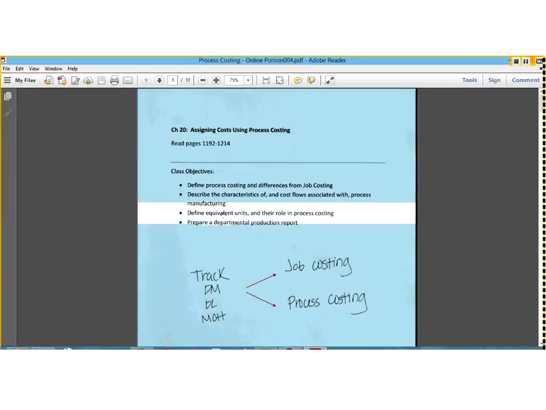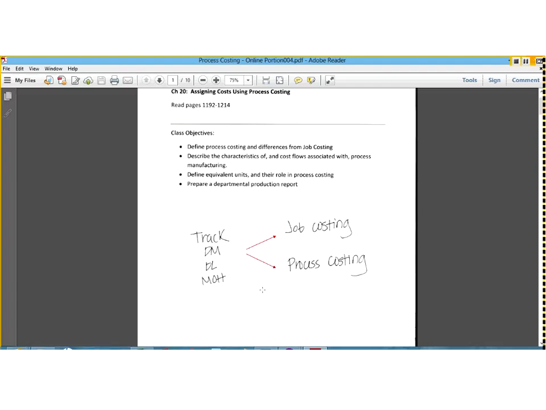Hello. Today we are going to discuss Chapter 20, which is process costing. As your memory may serve you, in Chapter 19 we looked at job costing. Basically, job costing and process costing are two different ways to track our direct materials, direct labor, and manufacturing overhead costing. When we looked at job costing in Chapter 19, we noted that you could only use job costing if you're going to provide a very unique service or a very unique product.